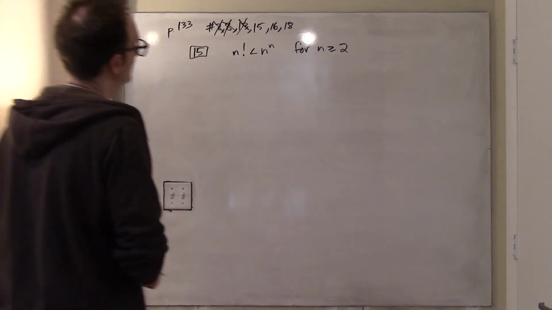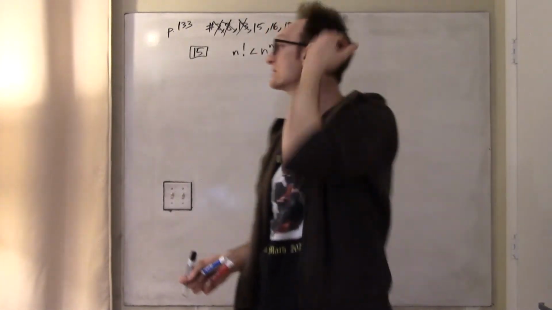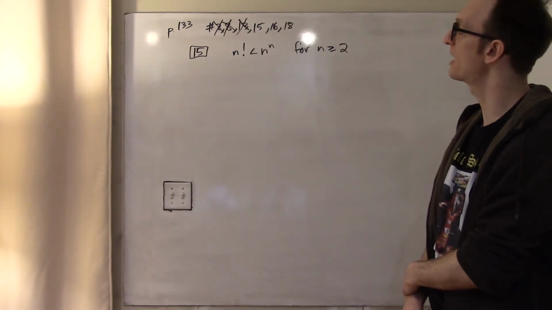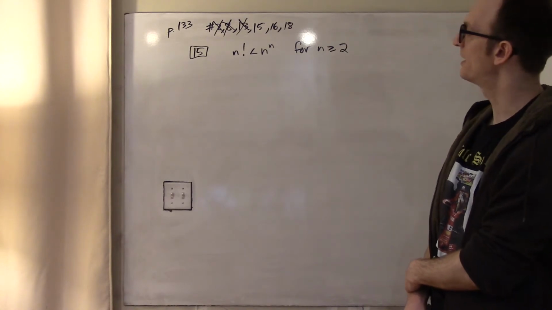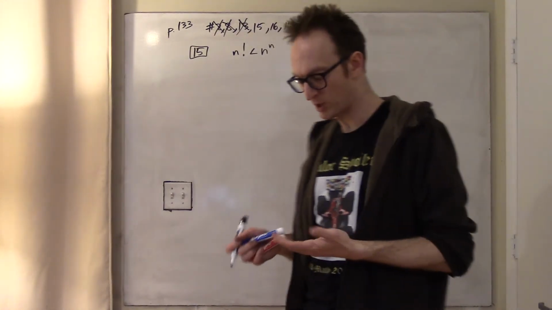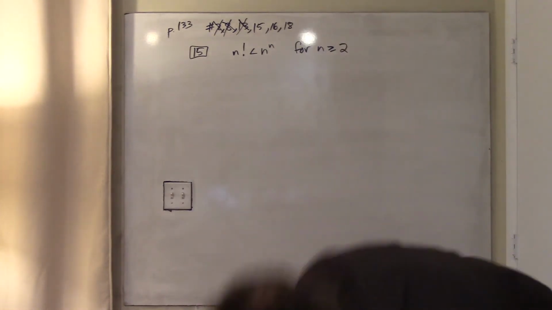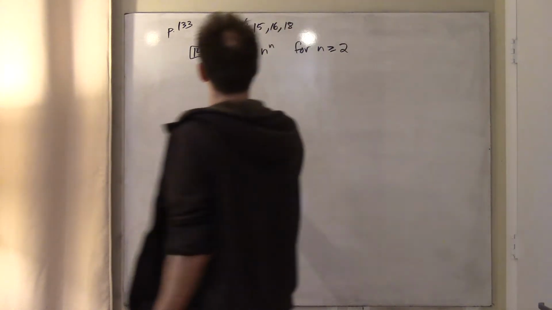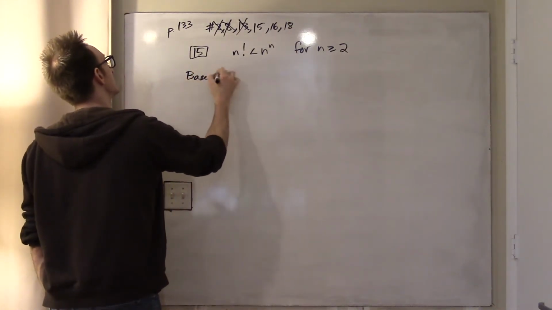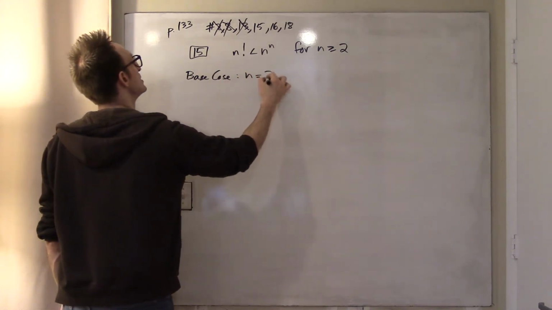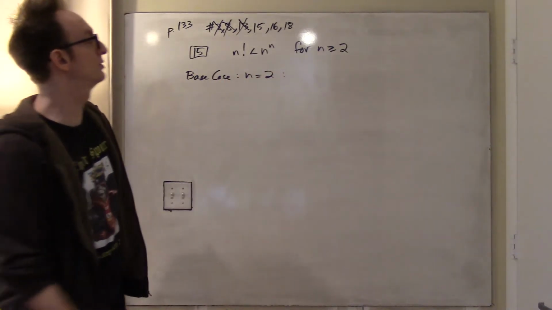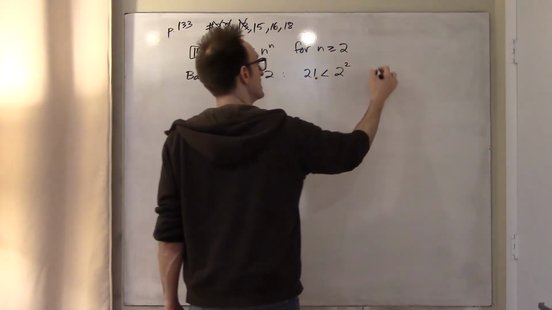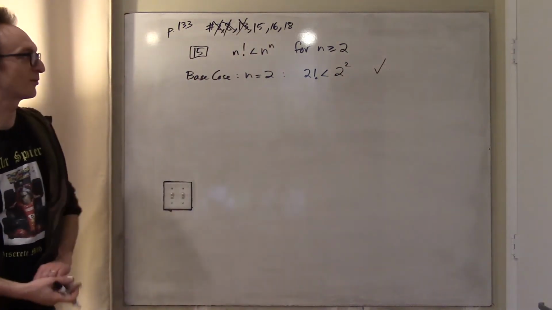Okay, number 15 says show that n factorial is less than n to the n for n greater than or equal to 2. Alright, this is not a totally obvious fact, but I think it's kind of important. Alright, we do it. How? By induction. Let's check out the base case. The base case is when n equals 2. Is it true that 2 factorial is less than 2 squared? Yeah, that's just true, because 2 is less than 4.